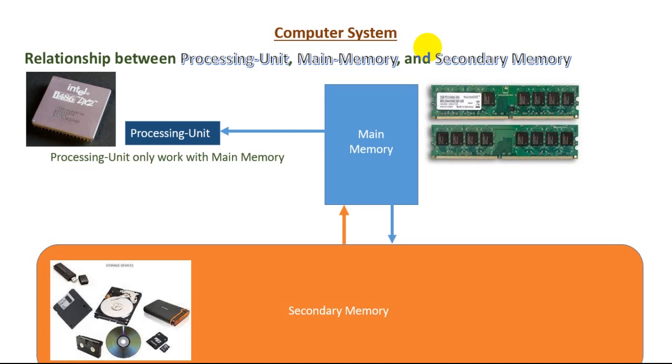So like that, it will be swapping information based on what the processing unit needs to do at this moment. Whatever the processing unit needs to do at this moment should be there in the main memory. So it will be loaded.